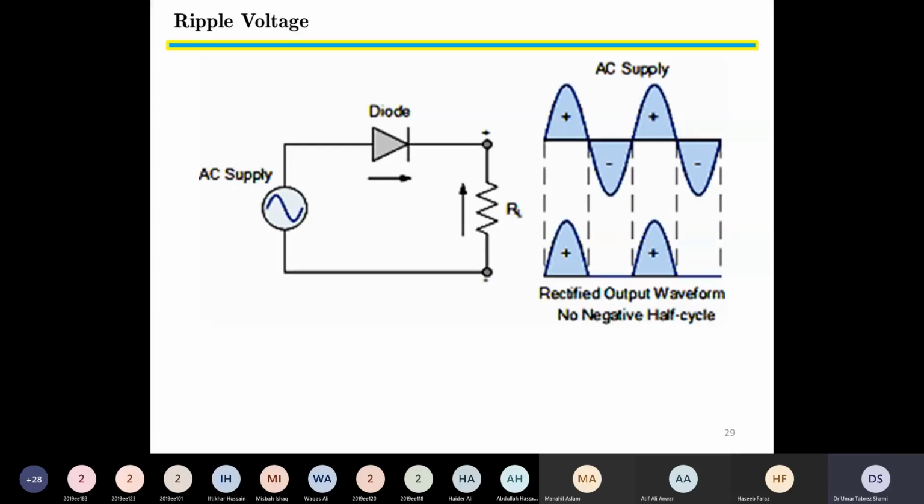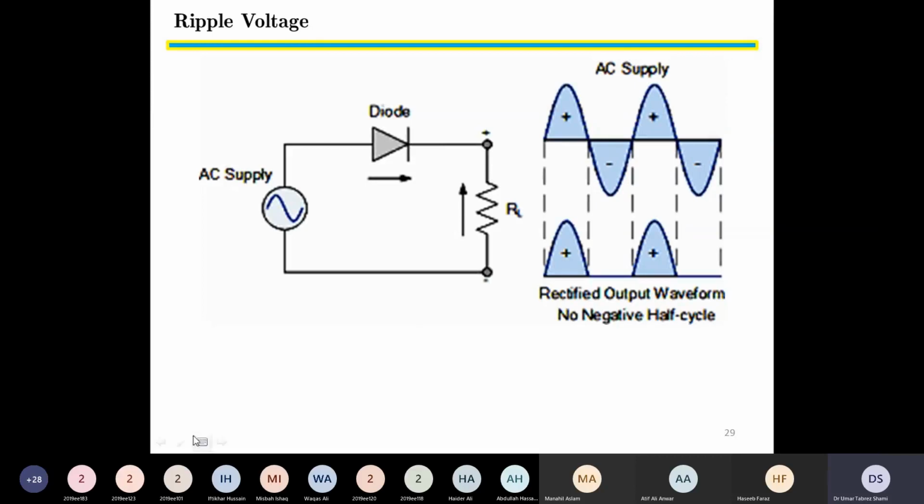Now we come to today's lecture. Today we will only discuss ripple voltage. Ripple voltage is the difference between the peak to peak voltage of the AC signal divided by the DC output. Let us discuss this diagram. This diagram shows an AC power supply and then one diode and a resistance. The AC power supply is supplying our sine wave. The diode will rectify and the resistance R will only get the positive half cycle.